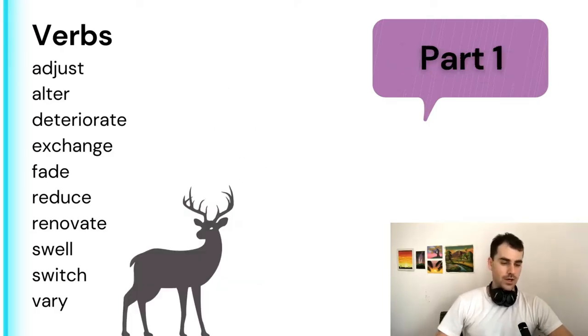And for part 1, these are the verbs we're going to do: adjust, alter, deteriorate, exchange, fade, reduce, renovate, swell, switch, and vary. So hopefully you know some of those. If you don't know all of them, it's okay. We're going to talk about them as we go through the examples. And that's what we're going to do today. We're just looking at examples.